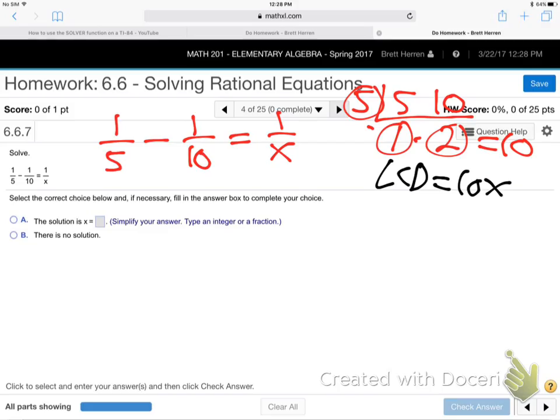All right. So what am I going to do with it? Top, top, top. 10x, 10x, 10x. Is that making sense? Take it from there. Cross cancel.